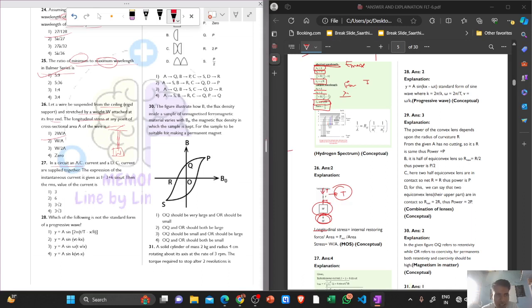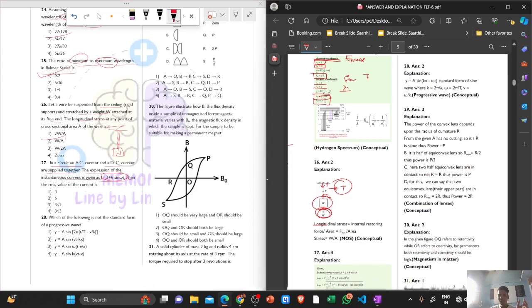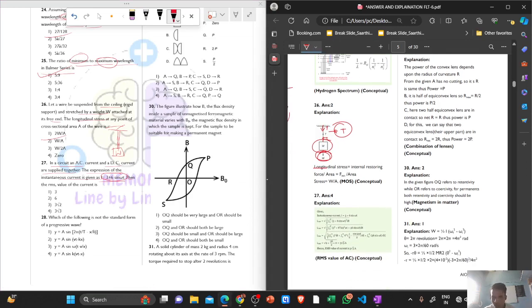An AC circuit and a DC current are supplied together. The expression of instantaneous current is given, and we need the RMS. Again, it is asking about the RMS question. RMS is root mean square. You first square it, then take the average of it, then take the root of it. When you do this, you get the value 3 root 3.